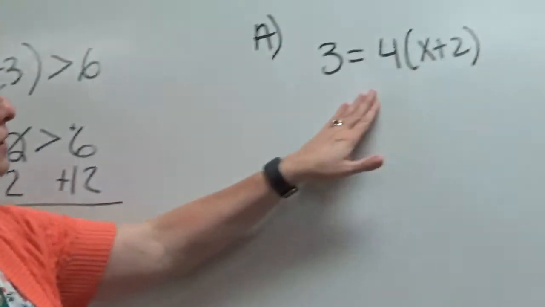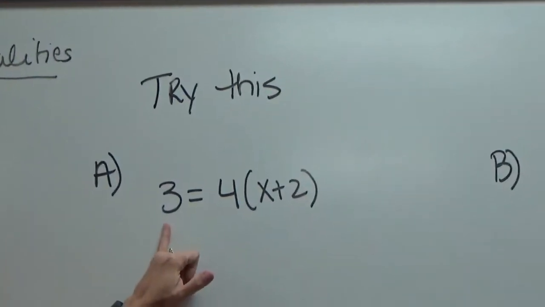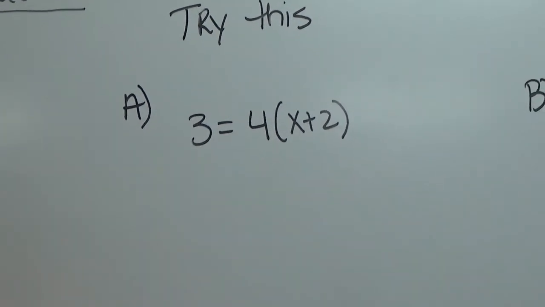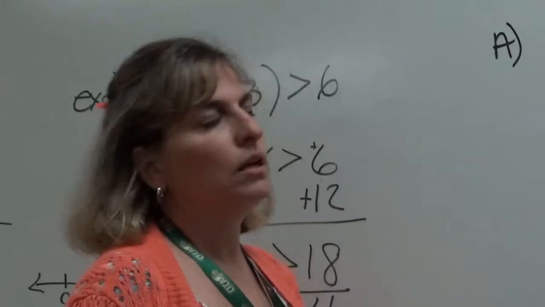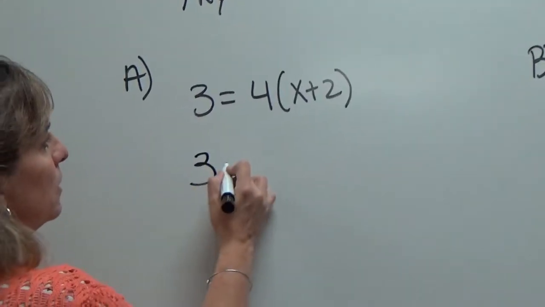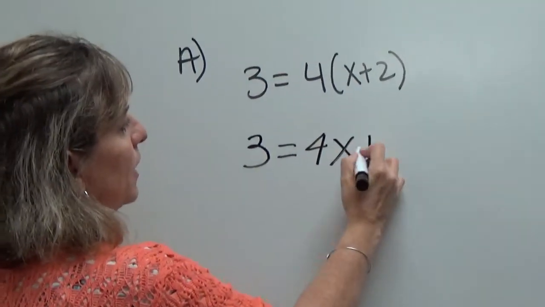Let's go over here. I would like you to try this. 3 equals 4, parentheses x plus 2. Turn off your video and try that. Okay, let's do it. Let's see if you got it right. What'd you get for an answer? Let's see if you got the answer that I get.